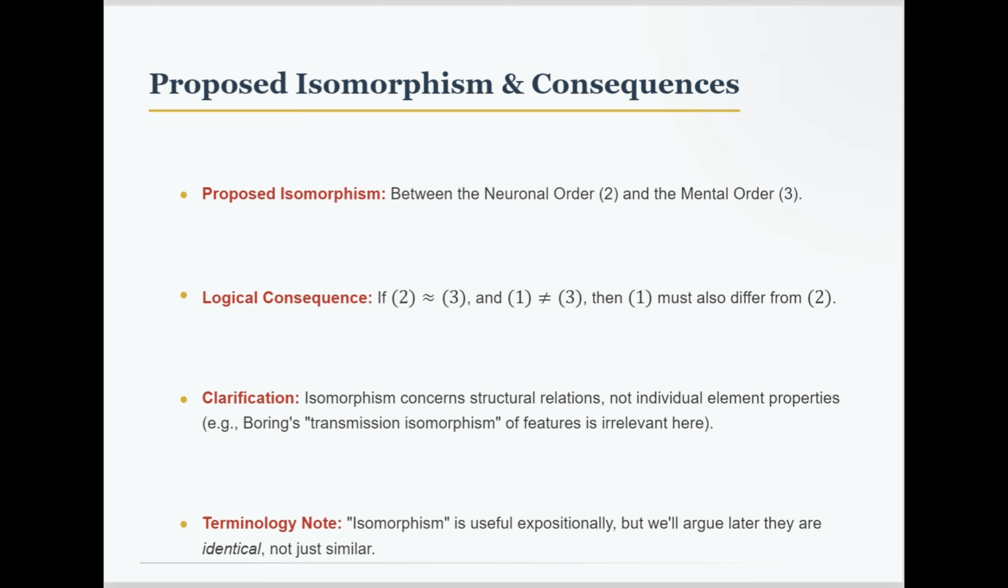Also, remember, when we say isomorphic here, we mean structurally equivalent. It doesn't mean every single feature of a neuron maps perfectly to a feature of a sensation. We'll come back to this later, because ultimately, we think these two orders might be more than just similar. They might be identical. But for now, let's stick with isomorphism as our working tool.